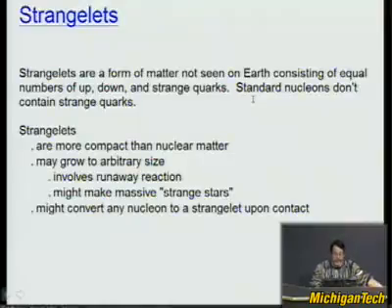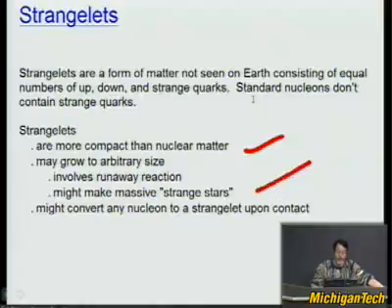Okay, strangelets. We're going to get to a very strange note with strangelets. They're a form of matter not seen on Earth, we don't think, consisting of equal numbers of up, down, and strange quarks. Normal nucleons don't contain strange quarks. Strangelets, though, are more compact than normal matter. They may grow to arbitrary size, and they may involve runaway reactions that might make regular stars into strange stars. It could be that anything that touches a strange nucleon itself turns into strangelets, into strange stuff.